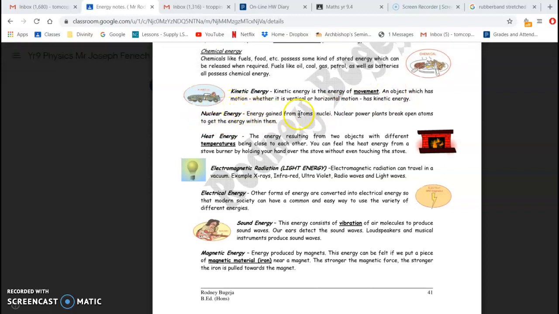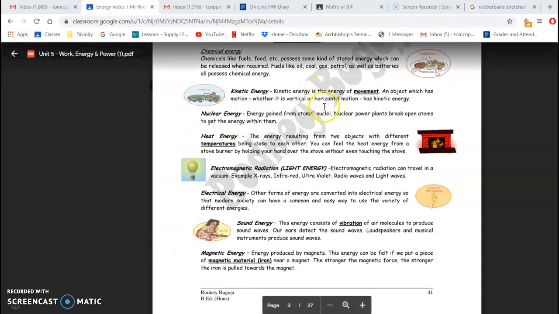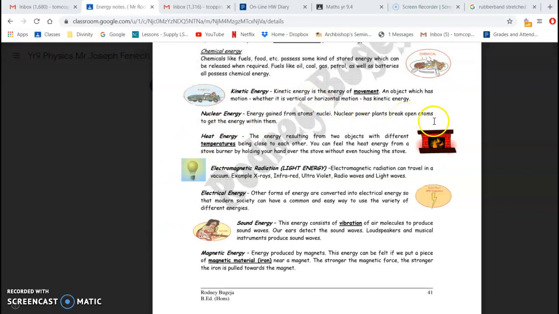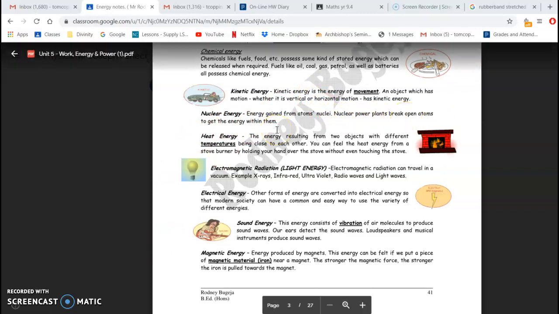energy gained from atoms' nuclei, which is a bit complicated to explain right now. I'll get to it later. Nuclear power plants break open atoms to get the energy within them.